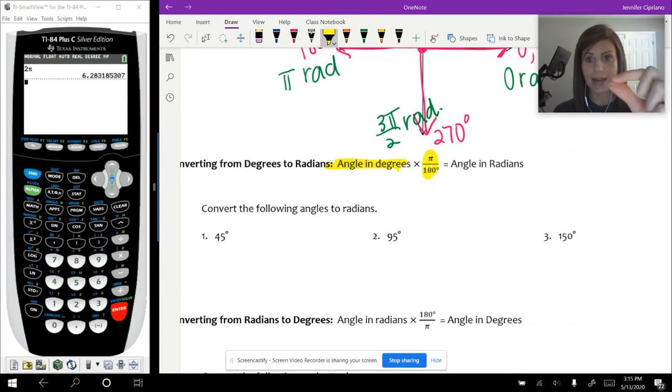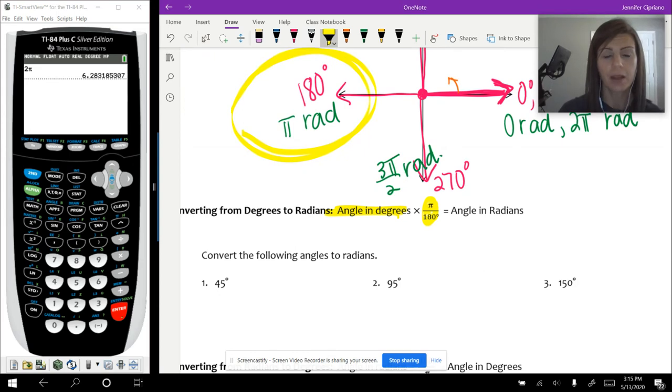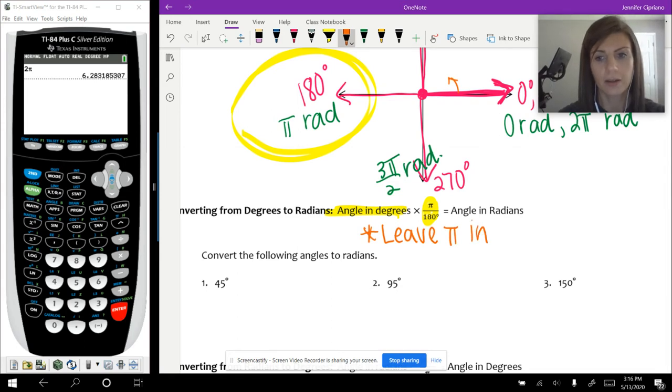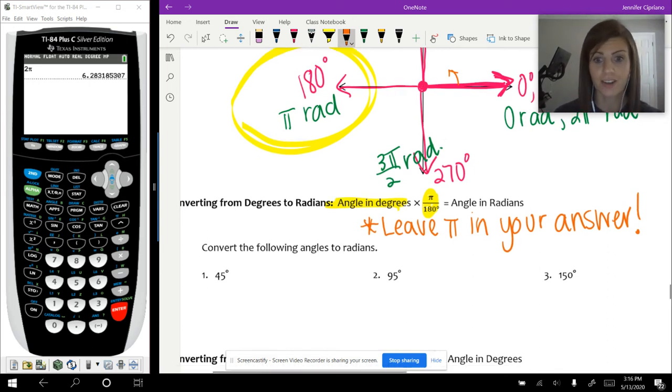Pi radians and 180 degrees are exactly the same. That's what we just showed right here. So when we multiply by that, that's called the conversion factor. It's converting our angle from degrees to radians. The important part of this is that when you do this, you're going to leave the pi in your answer. So you shouldn't multiply the pi out in your calculator. You should leave the pi in your answer, and I'll show you what that looks like in just a second.